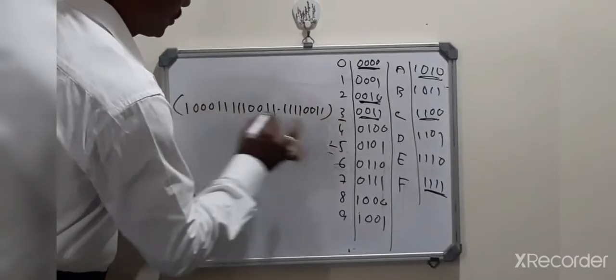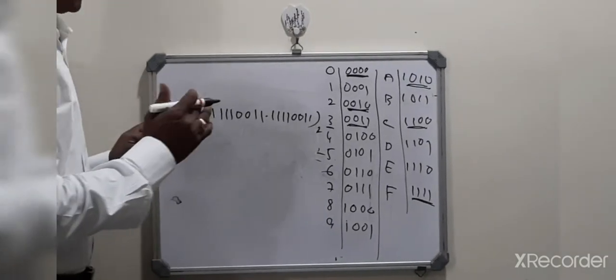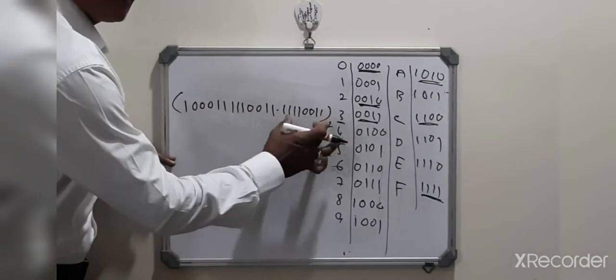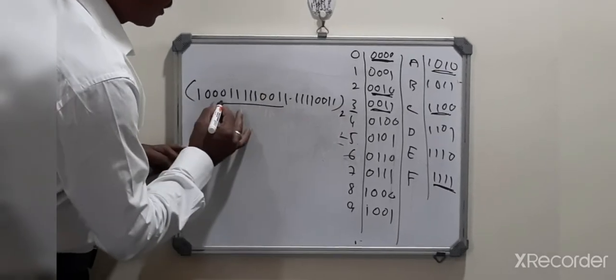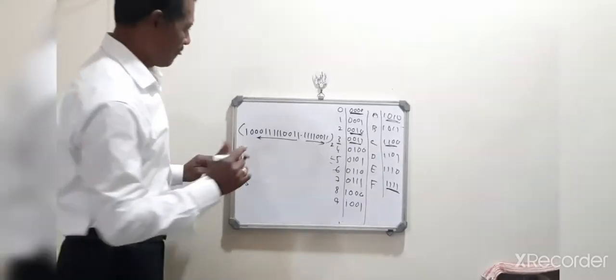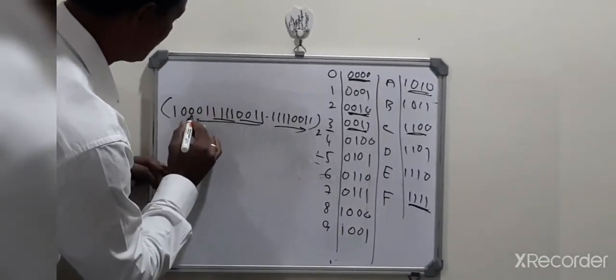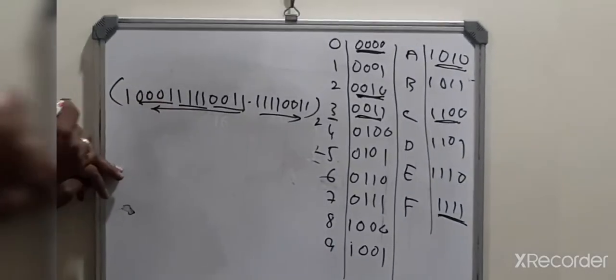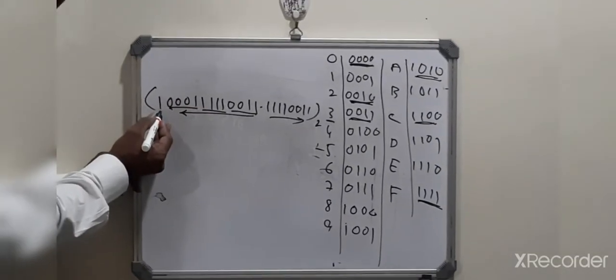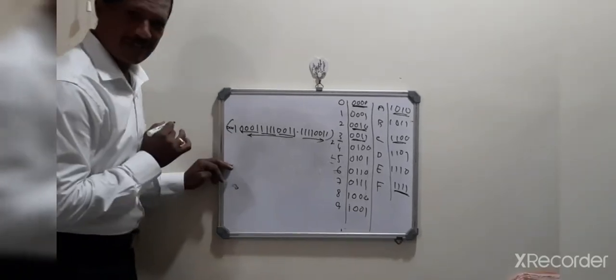100011110011.11110011 base 2. So this is one binary number. It has an integer part and a fraction part. Now I am going to take from right to left in the integer part, and left to right in the fraction part, and make groups of 4 bits. This is the first 4-bit combination, second, third. Here you have one more bit. Here it is 1.